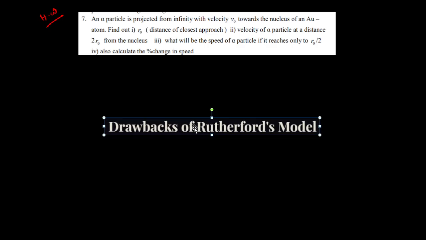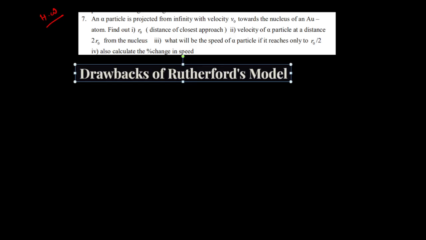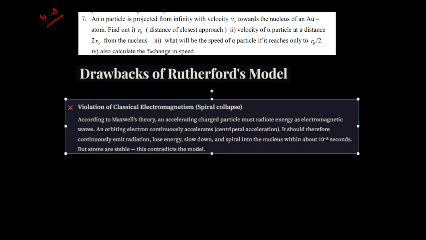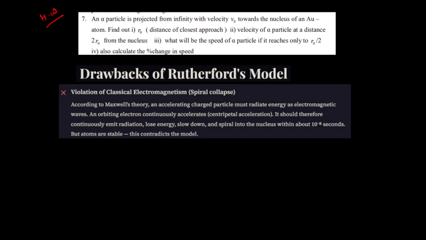Okay, so let us understand the drawbacks of Rutherford's atomic model. Unless you know the drawbacks, you cannot move to the next model, right? Not only the drawbacks, you have to also understand new theories, which will be the building blocks of the new models. The first drawback, which is very important, is the violation of classical electromagnetism. Back then, when Rutherford gave the model, electromagnetic wave theory was the backbone of classical physics.